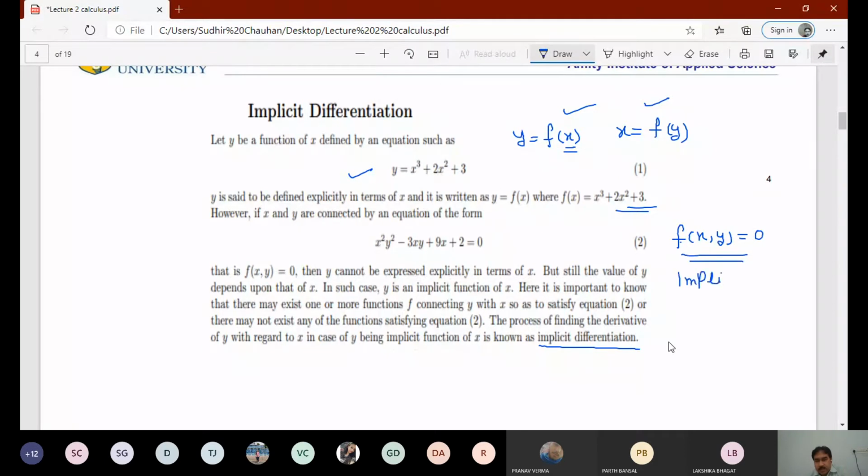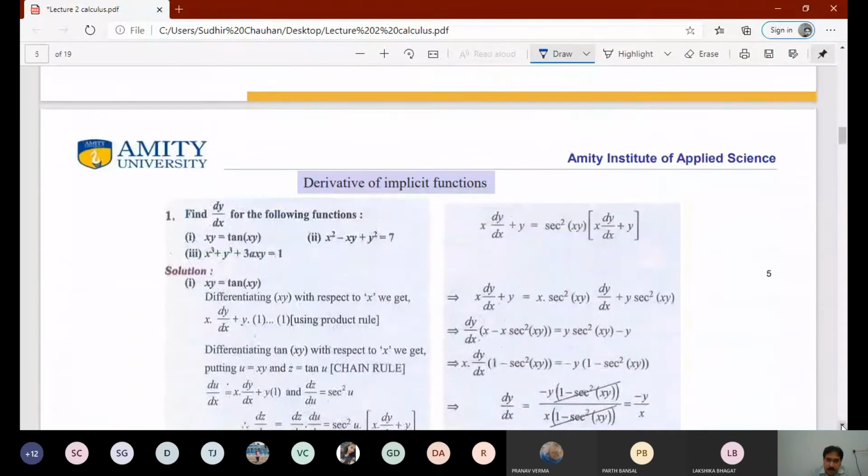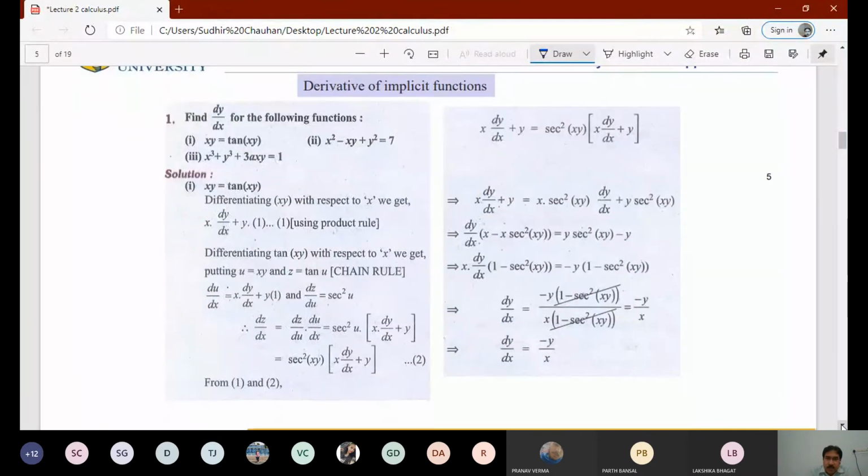implicit functions. However, it is clear that here x is independent, and y is dependent. So one variable is independent, the other is dependent on that. Still, if we are not able to write them in terms of any other variable, then it is an implicit function, otherwise it is an explicit function. And in case of an explicit function, if we differentiate, then the differential is said to be explicit differentiation.